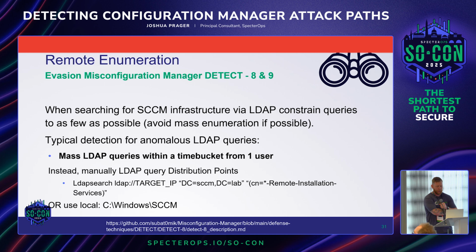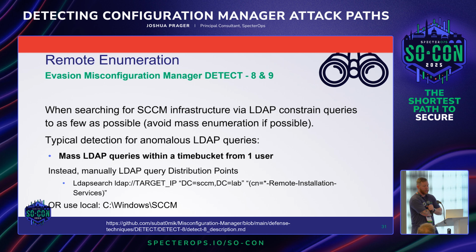So from an offensive perspective, when you're searching for SCCM infrastructure, try to constrain those LDAP queries as much as possible. Avoid mass enumeration, okay? Some detections that we've seen at other client sites are things like the defenders cataloging how many LDAP queries a user is making in a time bucket period, say in an hour period or in a 12-hour period. And if the user makes above a certain threshold for that particular number of LDAP queries, generate an alert for that user because it's anomalous, right?